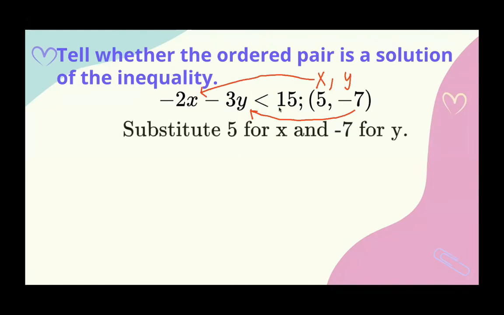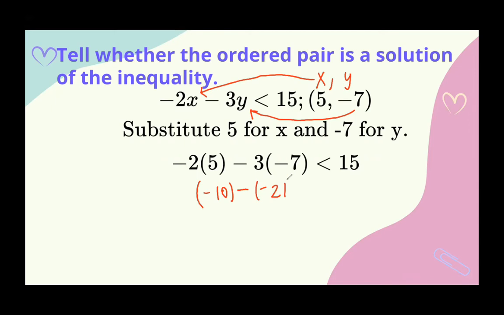Once you've plugged your values in, you have negative 2 times 5 minus 3 times negative 7 is less than 15. Once again, whenever you are working with negative numbers, I recommend that you put them in parentheses just to make sure that you are adding or subtracting correctly. So negative 2 times 5 would give you negative 10, and that would be minus 3 times negative 7, which is going to be negative 21. You're subtracting by a negative number, so your negatives will cancel and turn into an addition sign. And now you have negative 10 plus 21.